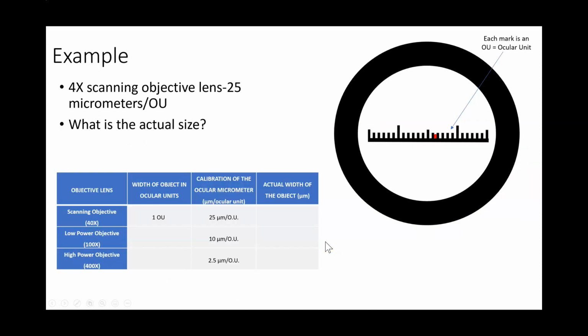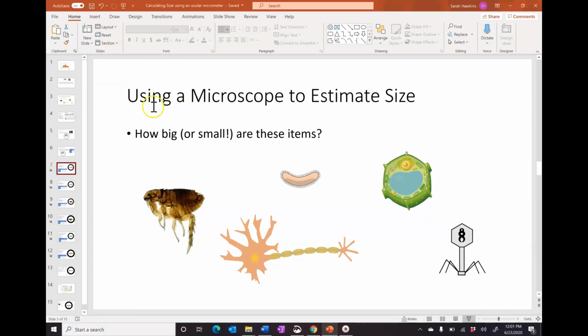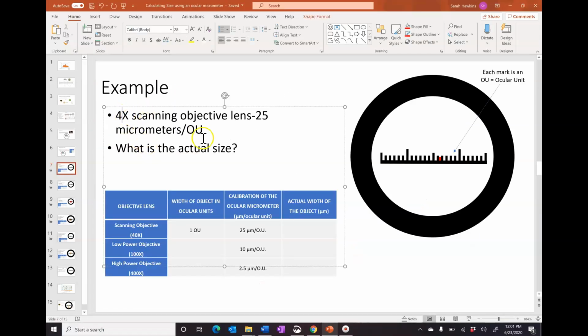Okay, so now let's look at an example. We want to measure a red dot. It's super important that we estimate this red dot in size. And so we're going to start. Remember, we always start on the lowest power objective lens, which shouldn't say 4x, that should say 40. Not sure why it says 40. I'm going to fix it really quick. There we go.